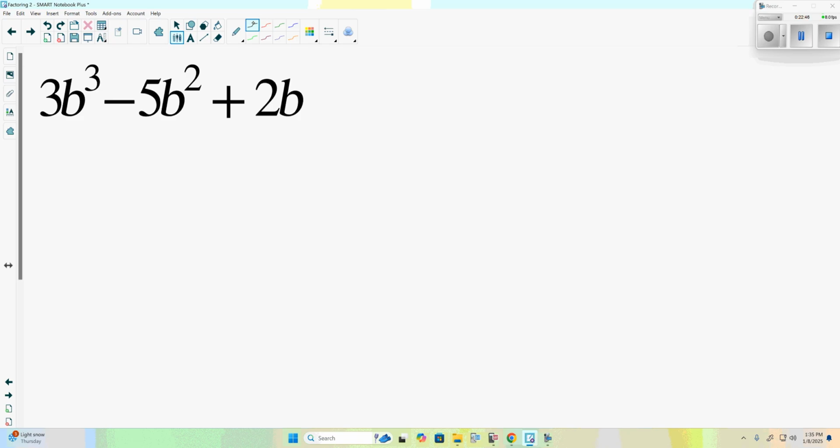So let's look at this one here. 3b cubed minus 5b squared plus 2b. Is there a greatest common factor across these three terms? B. All three do have a greatest common factor of b. We can factor that variable b out. Because if we factor the b out of 3b cubed, we're left with 3b squared. And we factor a b out of 5b squared, we're left with 5b. Plus, when we factor the b out of 2b, we're left with 2.